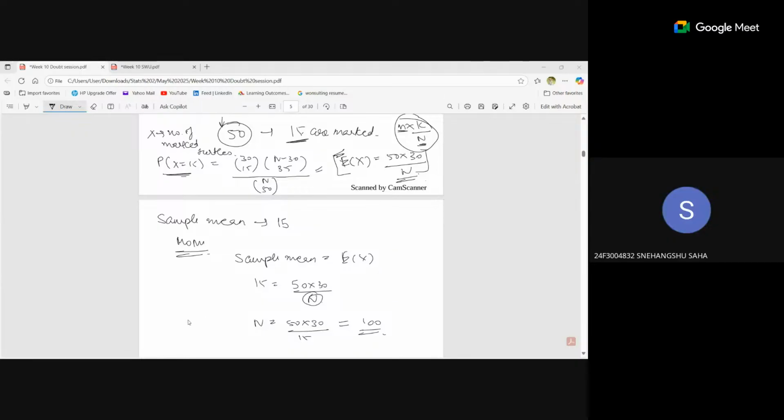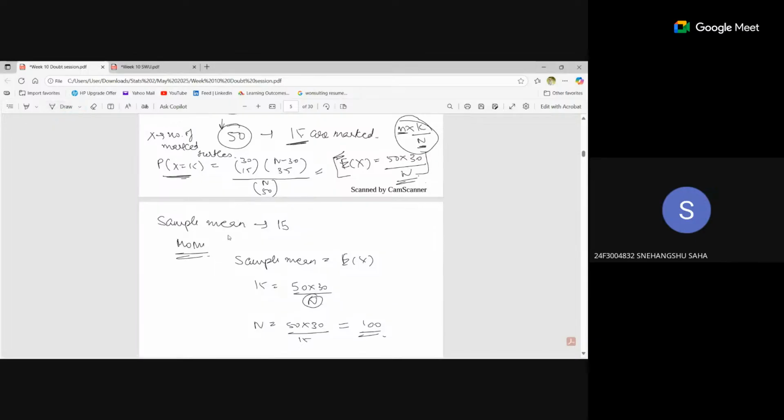Even if we don't use such long formulas, the unitary method also works. If 15 have been found to be marked, that means 30% are marked. If 30% is 15, then find the size of the population. The population is 100. So why is this also coming to the same result, with the school-level assumption that the unitary method also works?